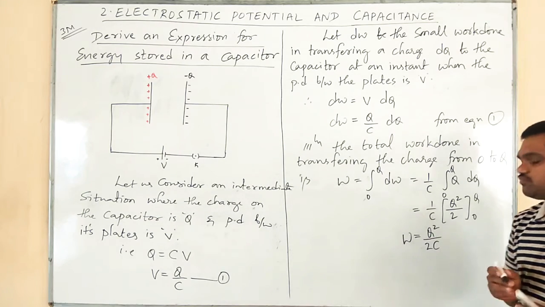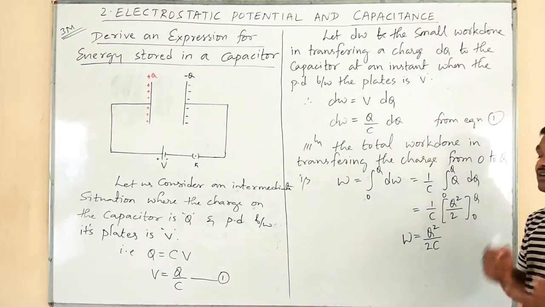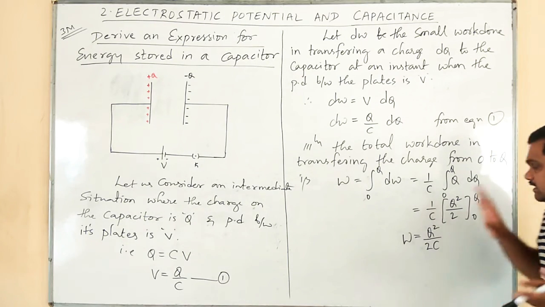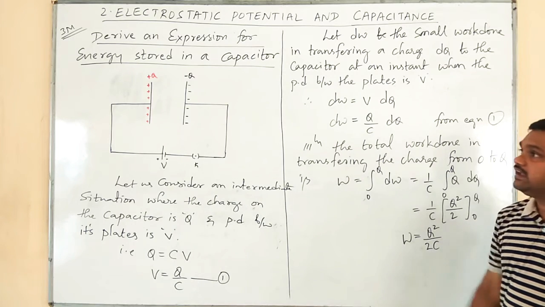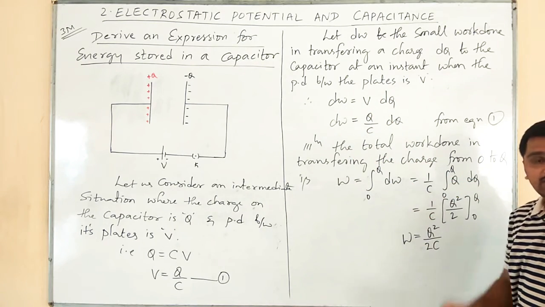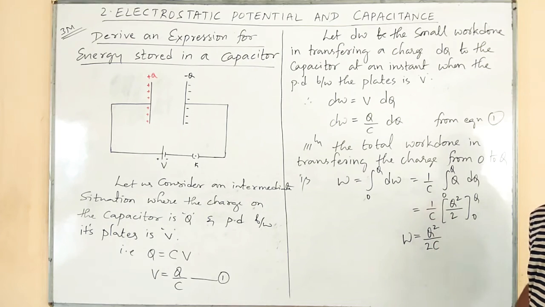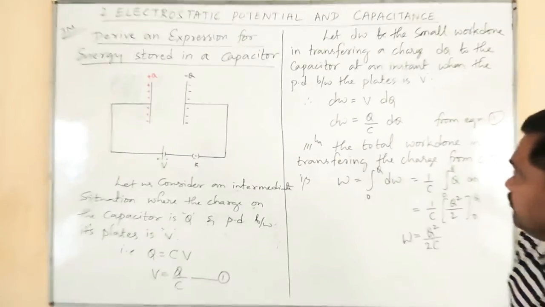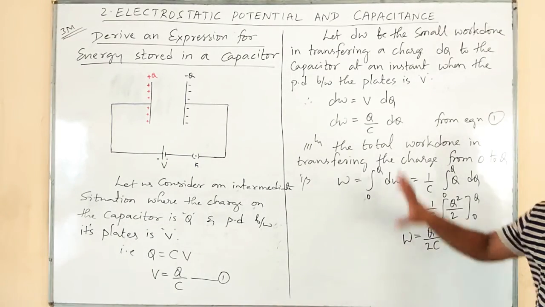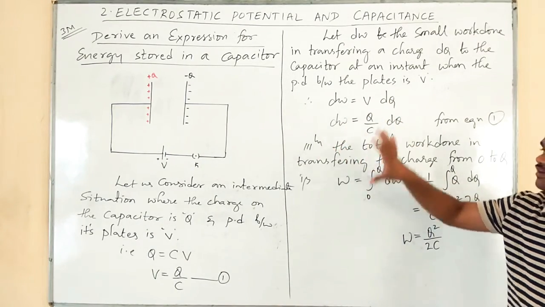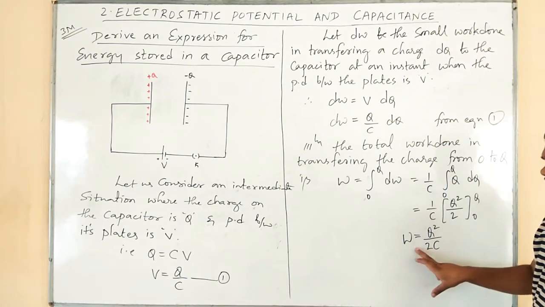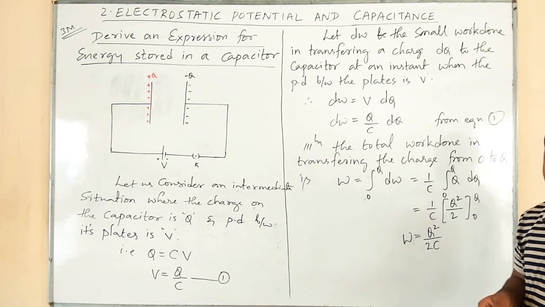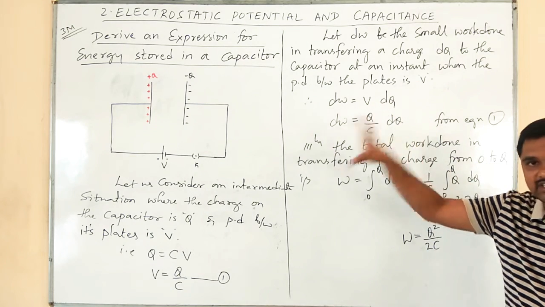This is the expression for the total work done in transferring a charge from 0 to capital Q. This amount of work done in charging the capacitor will be stored as electrostatic potential energy. Please remember, the total work done in transferring a charge from 0 to Q is W is equal to Q square by 2C. This work done will be stored as electrostatic potential energy in the capacitor.